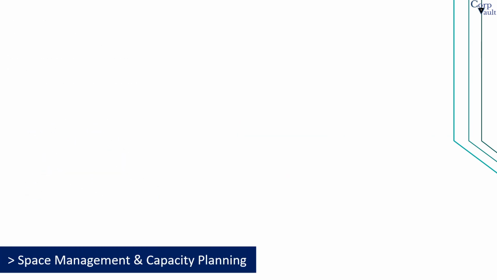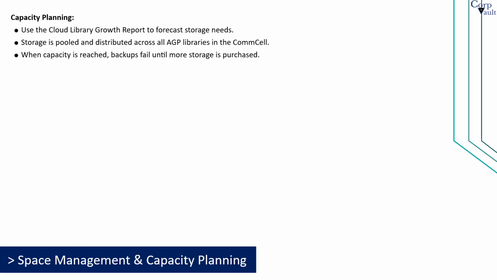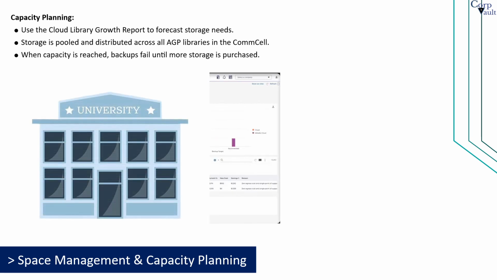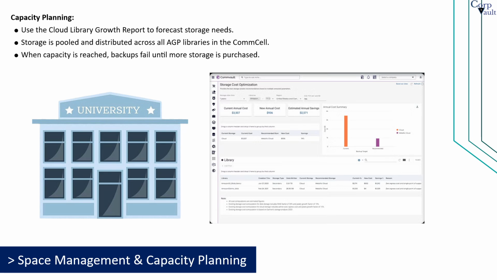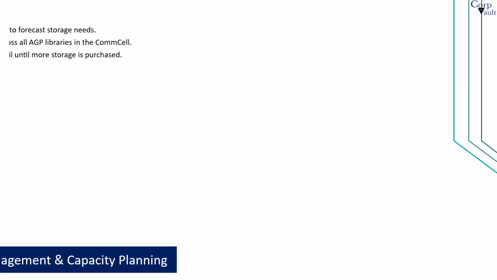Space management and capacity planning. If your storage is full, backups stop. Simple as that. So always monitor growth reports, fragmentation, usage trends, etc. For example, a university monitors AGP usage and forecasts that it will need an additional 10 terabytes in 6 months. It proactively purchases more capacity to avoid backup failures.